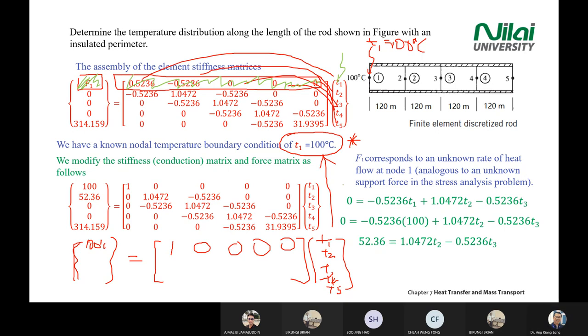Tia, are you able to see the strategy we're trying to solve here? Yes.